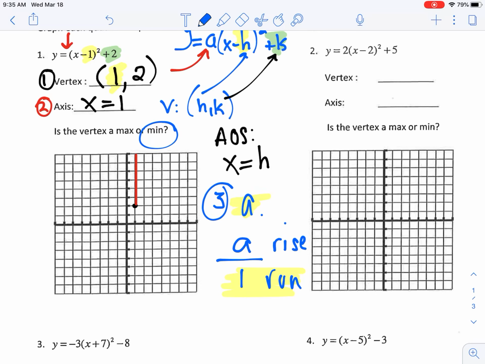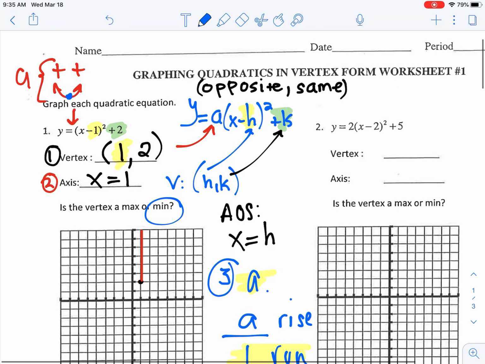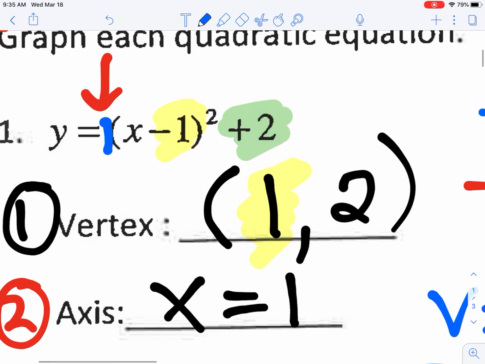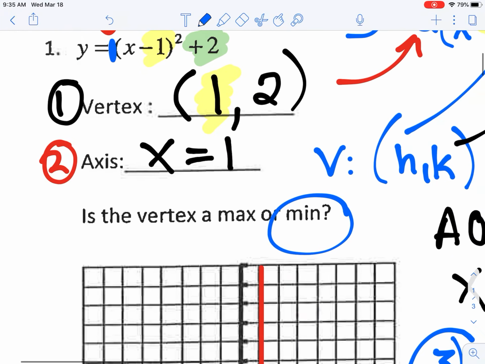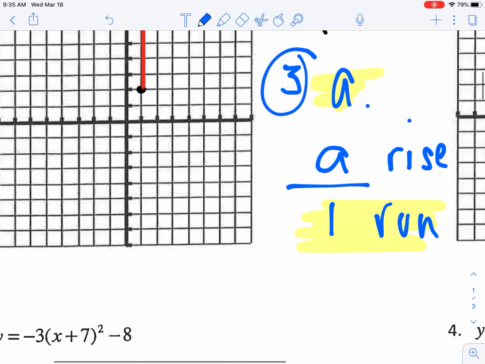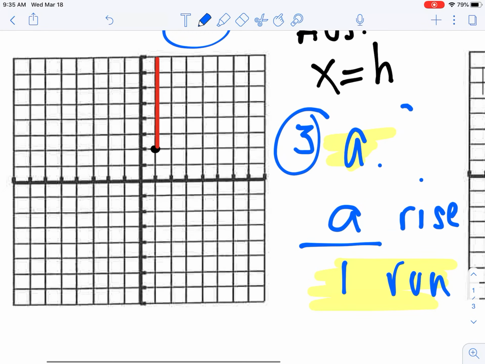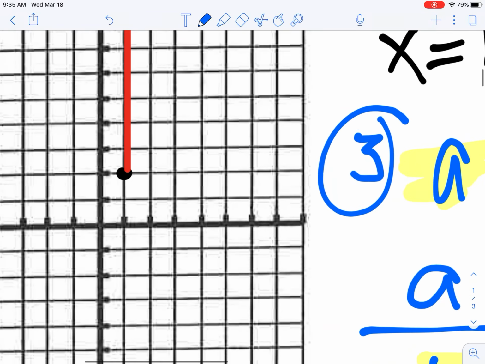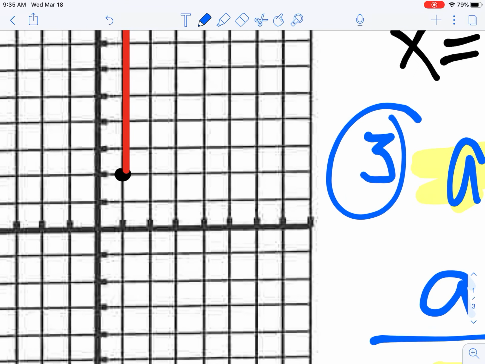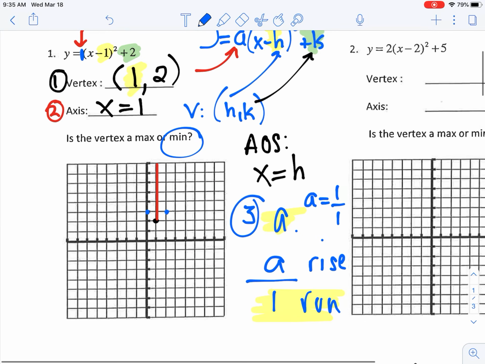So one time from the vertex, if a is 1, so you see here how there's an imaginary 1 here. So if a is 1, and then we're going to run 1 always. So we run 1, up 1. We run 1, up 1. Okay, and then you can obviously use a line of symmetry to get the other side. So that only works 1 time.